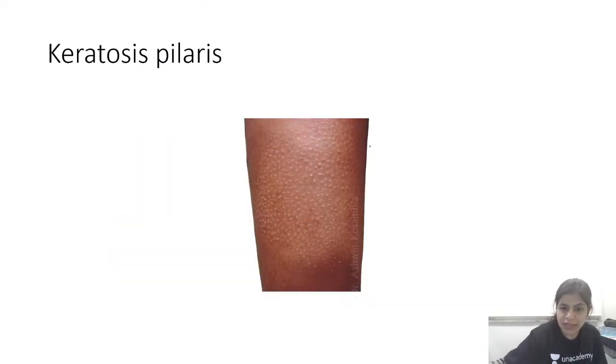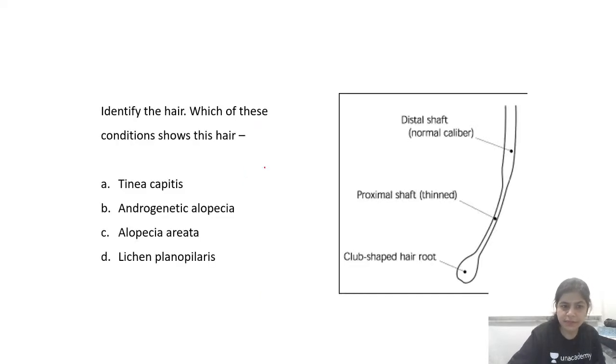This is keratosis pilaris, which I told you shows the antenna sign. As you can see, there are multiple grouped papules which are usually located on the extensor aspects of the extremities. Okay, now let's go to the next question. Look at this picture. Identify the hair. Which of these conditions shows this hair? Is it tinea capitis, androgenetic alopecia, alopecia areata, or lichen planopilaris?